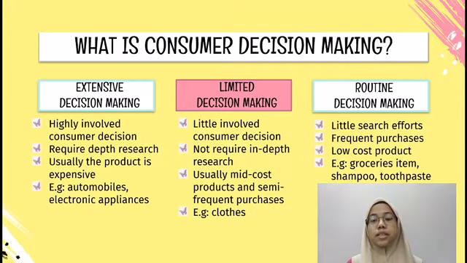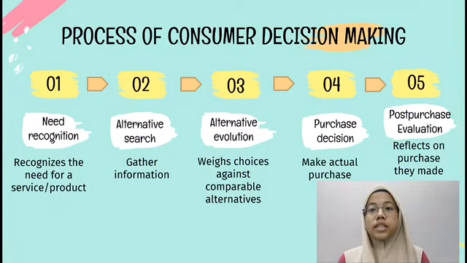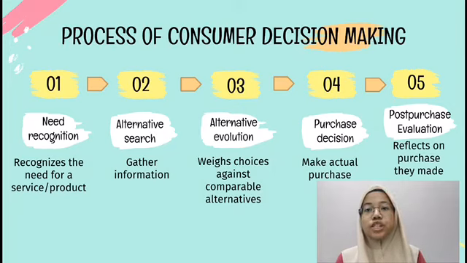This is the process of consumer decision making. There are 5 elements in consumer decision making. First is need recognition. Second is alternative search. Third is alternative evaluation. Then purchase decision. And lastly is post-purchase evaluation. So, we will go one by one for each element in consumer decision making.